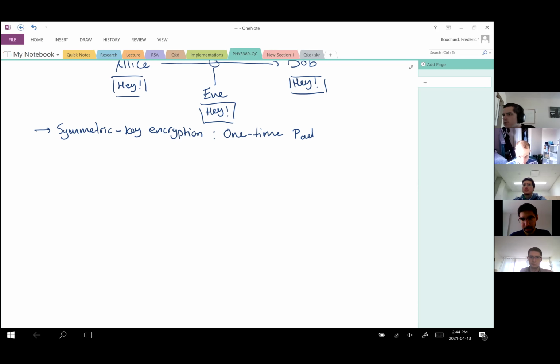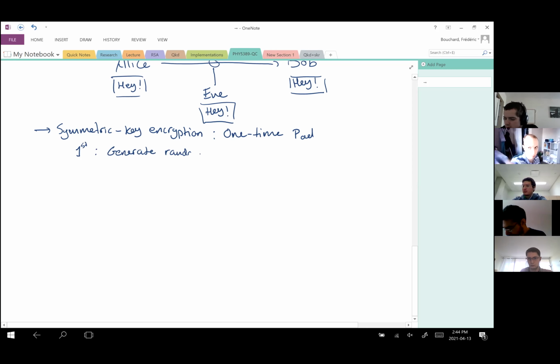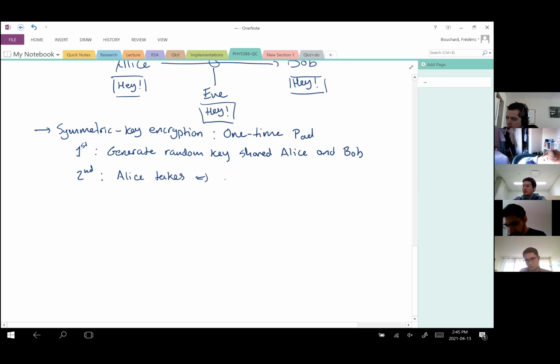So let's go through the steps. First step, you want to generate a random key shared by Alice and Bob. And this is really important, that only Alice and Bob have access to this random key. Second, Alice takes the message plus, I'm going to write this little plus here, random key.